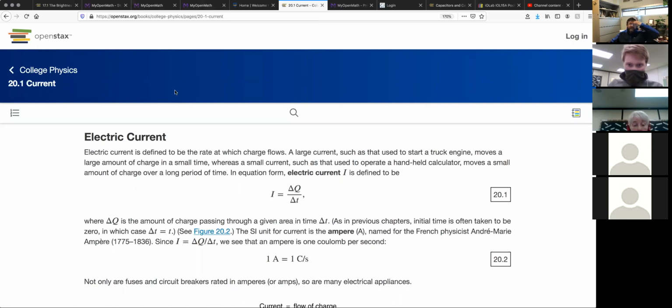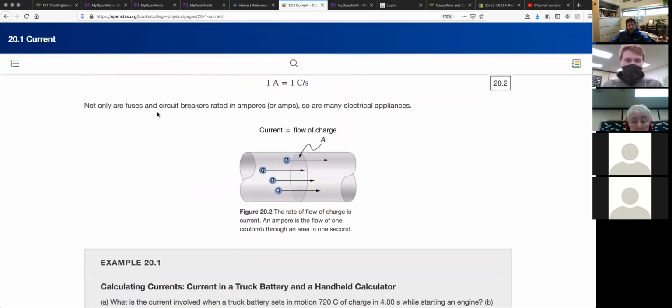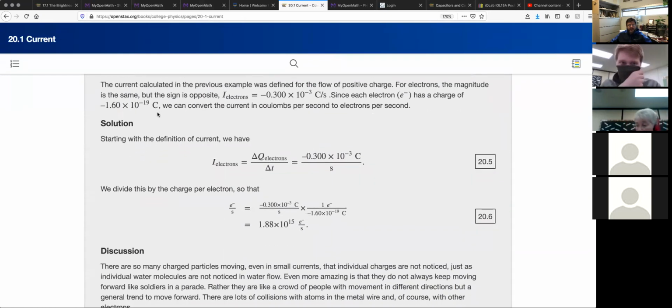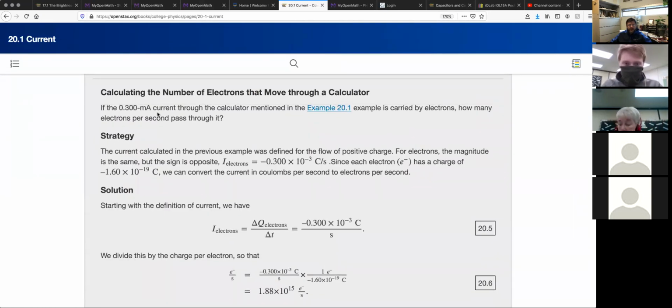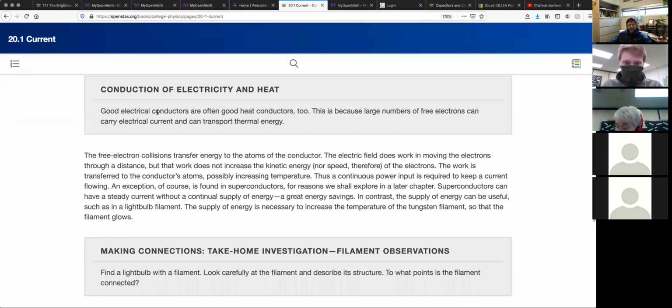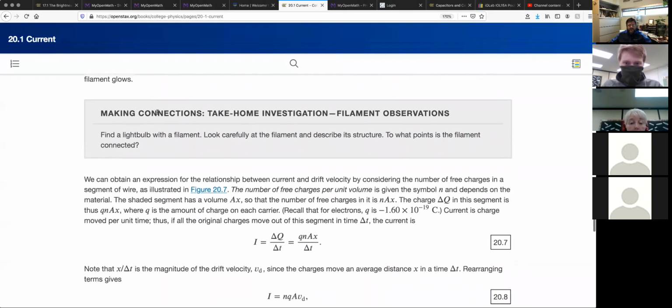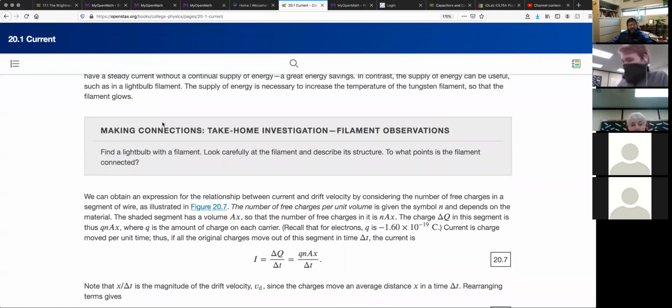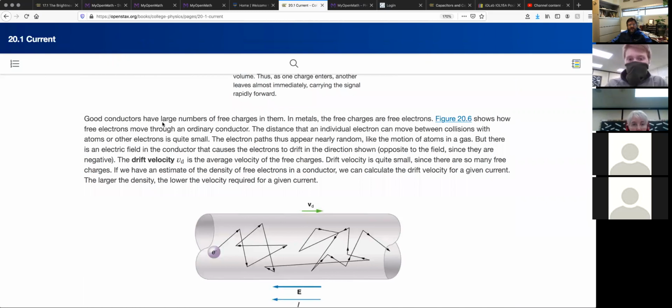Yesterday we started off chapter 20, correct? Started talking about electrical current and what it is. Here we calculated the number of electrons moving through a calculator. We talked about drift velocity, conduction of electricity and heat. Okay, so I guess this is about where we left off, right after we started talking about drift velocity. So let's go ahead and start here again.